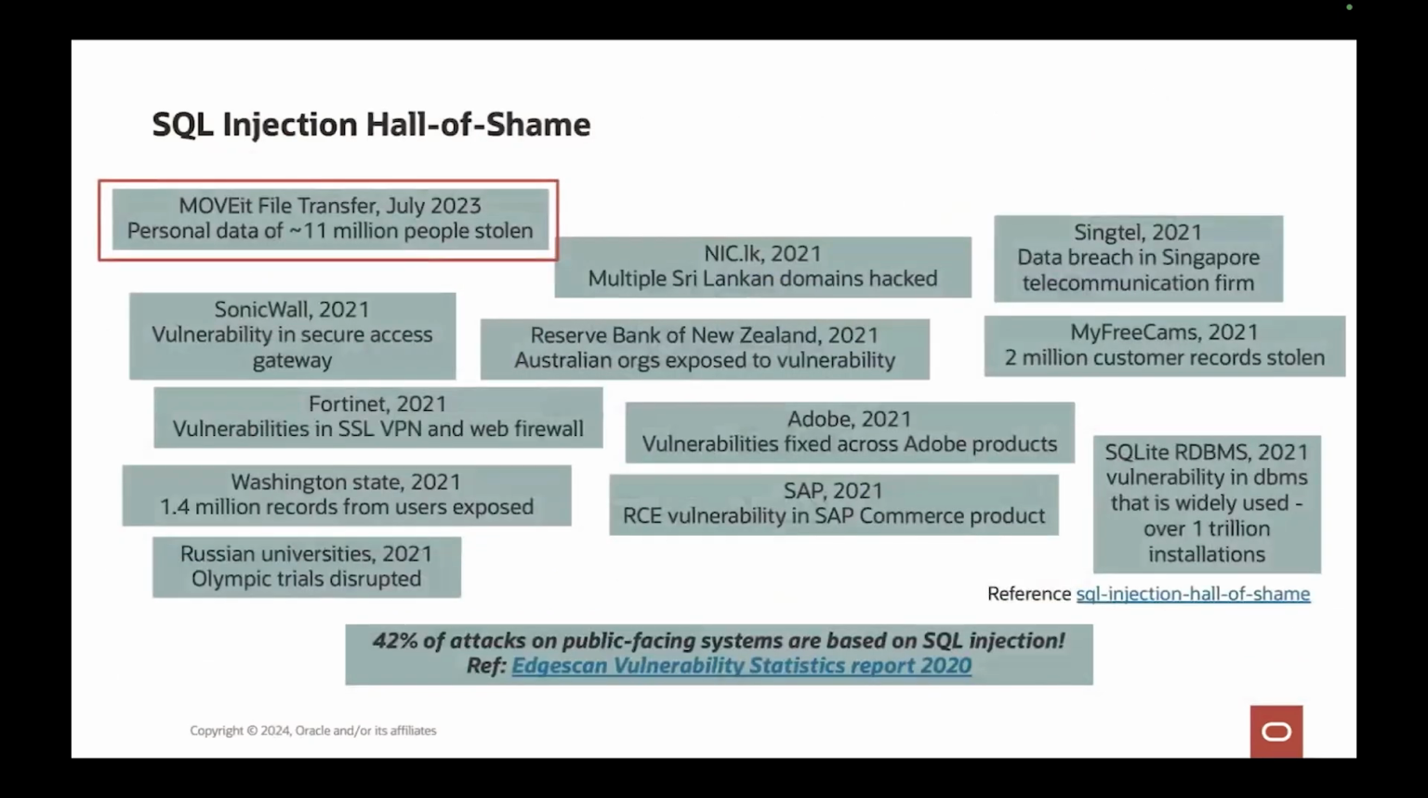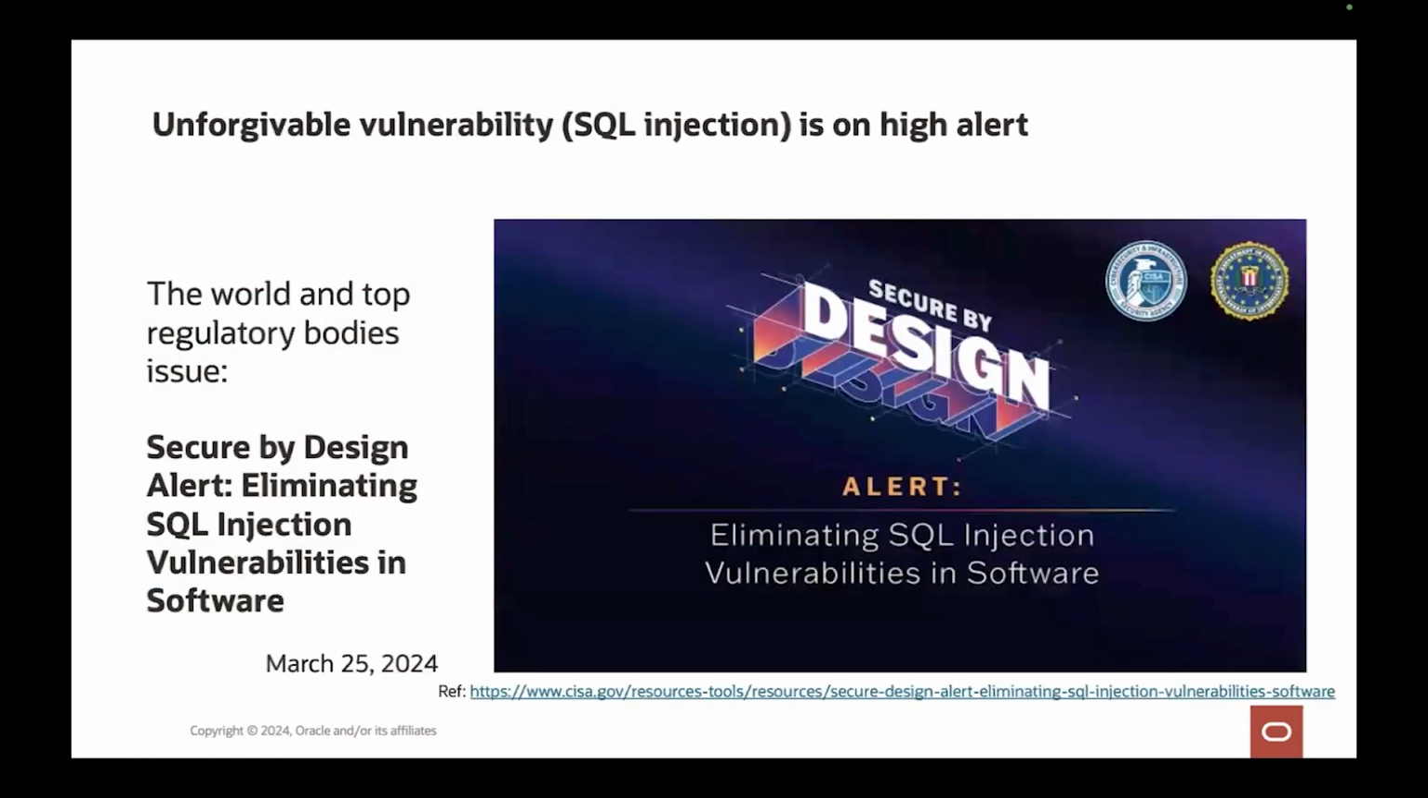And of course, you would have heard about this URL, the SQL Injection Hall of Shame, where there is a list of all the attacks that have stemmed out of SQL injection. The most popular is the MOVEit file transfer, which has been in the news since July 2023, and it's still in the news. Now it's become so popular that some of the top regulatory bodies like CISA, the America Cyber Defense Agency, and the FBI have actually given the Secure by Design alert, eliminating SQL injection vulnerabilities.